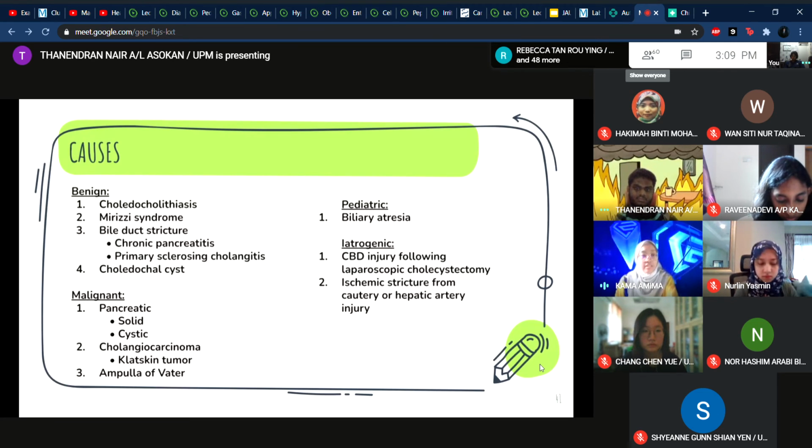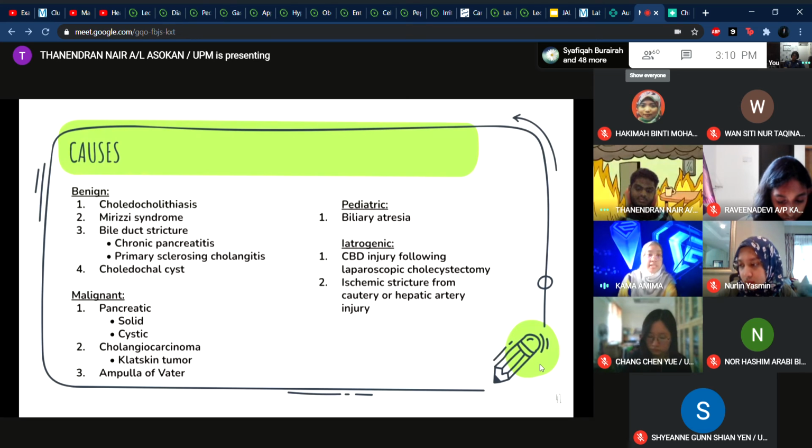So for malignant pathologies of post-hepatic jaundice, the first one is pancreatic tumor that can be either solid or cystic, and the second one is cholangiocarcinoma, which is a malignant epithelial tumor arising from the biliary tree, excluding the gallbladder or ampulla of Vater. So one of the common types of cholangiocarcinoma is Klatskin tumor. So Klatskin tumor is actually a term that was traditionally given to hilar cholangiocarcinoma. So this type of tumor occurs at the bifurcation of the common hepatic duct, and typically these tumors are small, poorly differentiated, exhibit aggressive biologic behavior, and tend to obstruct the intrahepatic bile duct.